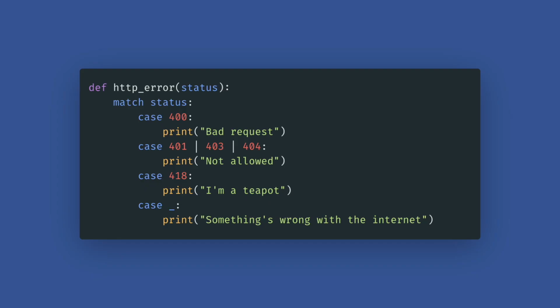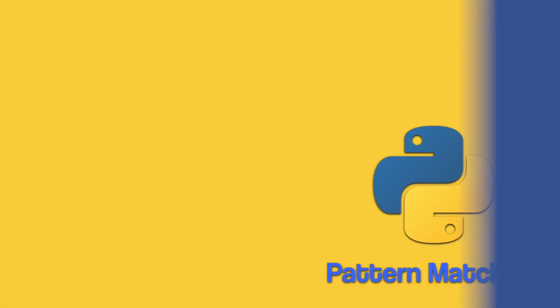A single underscore is used as the wildcard. This means if none of the above patterns matches, the wildcard action is performed. This is optional, so you can also omit it, and then nothing at all happens if no match is found.